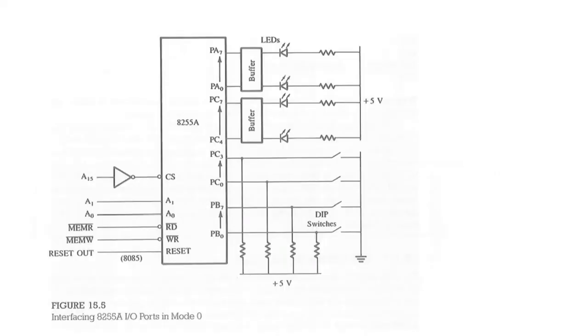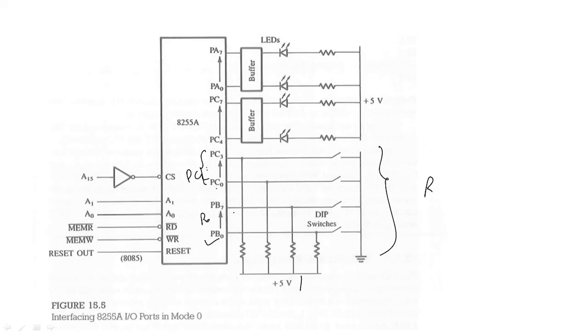So this is a simple circuit diagram. As you can see, dip switches are connected to port B, B0 to B7. This is port B, and from PC0 to PC3, these are the lower bits of C port. But these are also acting as input. Dip switch is connected to this port B and PCL.